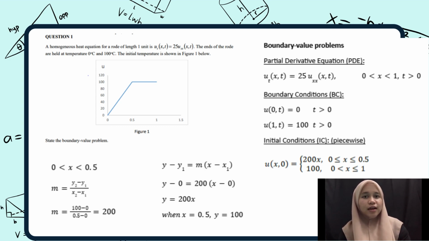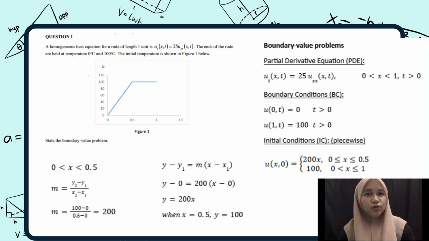So next, based on the question, the PDE is already given, which is u sub t (x,t) equal to 25 u sub xx. The ends of the rod are kept at fixed temperature, left equal to 0 and right equal to 100. This gives us the boundary condition BC, u(0,t) equal to 0 and u(1,t) equal to 100.